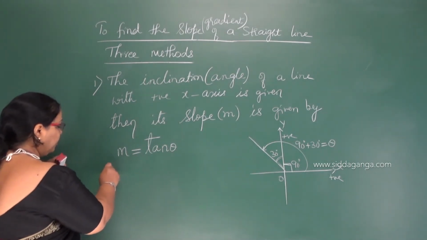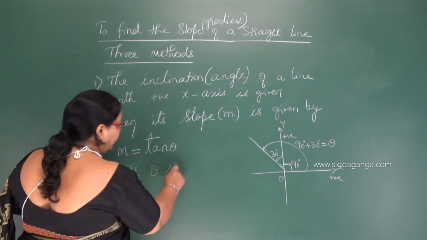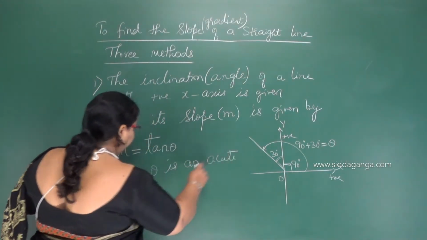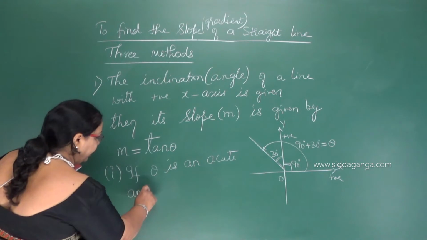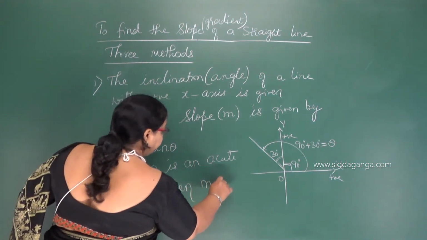Theta. The first condition is if theta is an acute angle. If theta is an acute angle, then m is positive.